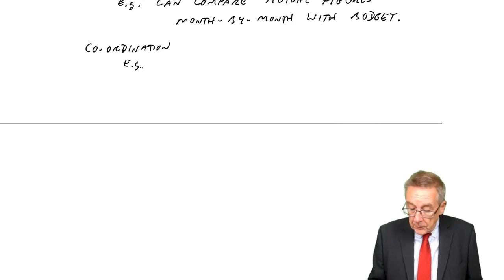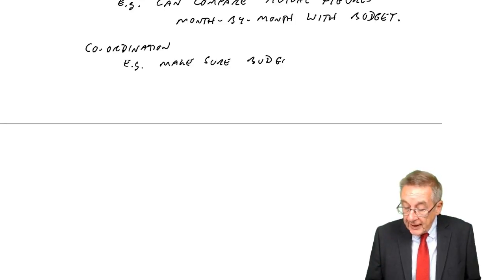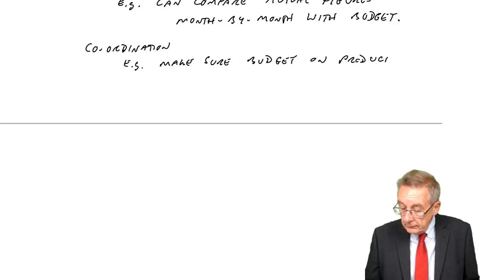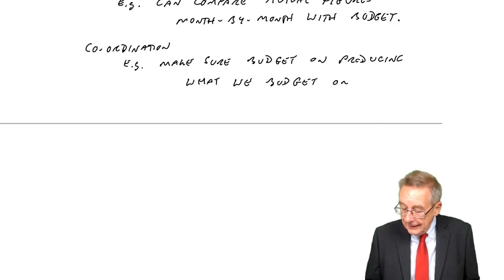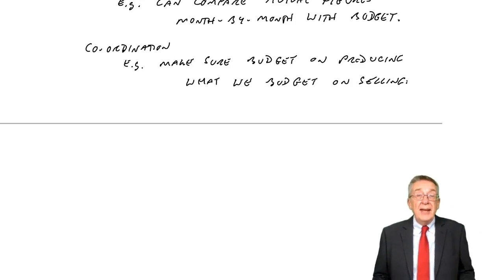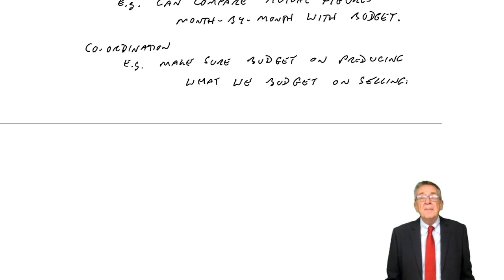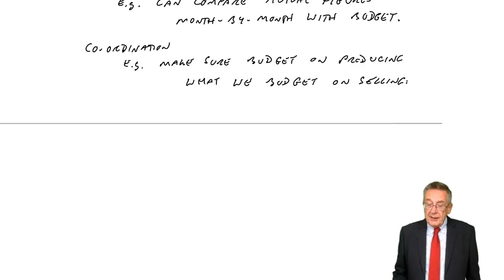So, for example, make sure we budget on producing what we can sell, what we budget on selling. Okay, the two don't have to be identical. We may be wanting to produce more to build up inventory, but I think you see my point. We need to make sure everything fits together.